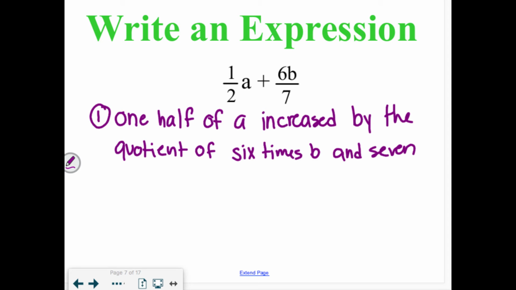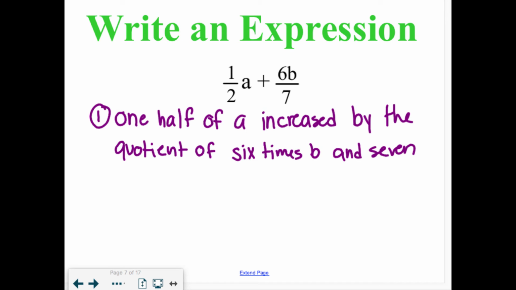A couple of key things with what I did here. First, the numbers, anything less than 10 needs to be written out. So I wrote out the word one, I wrote out the word six, and I wrote out the word seven. So if your number is less than 10, it has to be written out as a word. If it's greater than 10, you can write it out as an actual number expression. I used some keywords like increased and quotient.